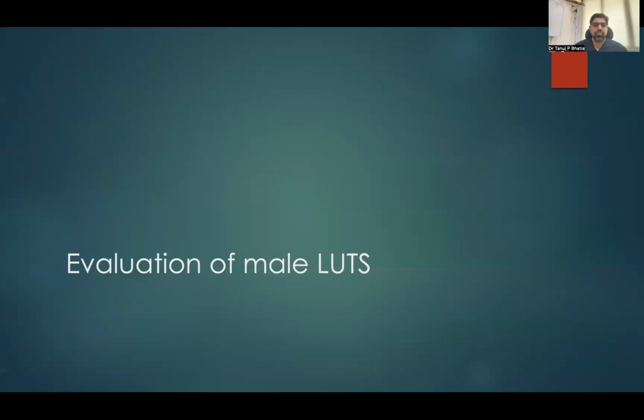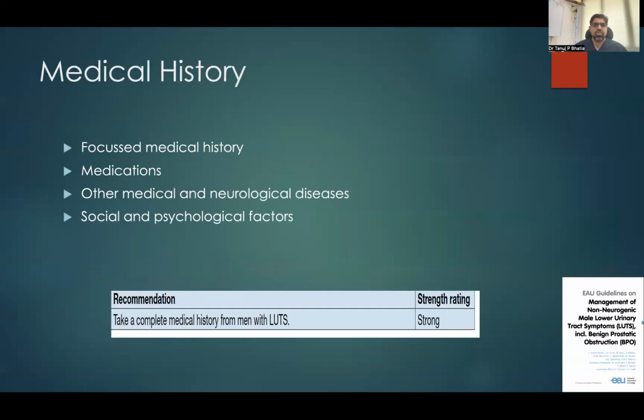Coming to evaluation of male LUTS. So we know we always start with a medical history. There should be a focused medical history assessing the symptoms of the patient. We should ask the patient the medications he has been on. We should also assess for other medical and neurological diseases, and we should assess the social and psychological factors. This has a strong recommendation from the EU guidelines that we should take a complete medical history for men with LUTS.